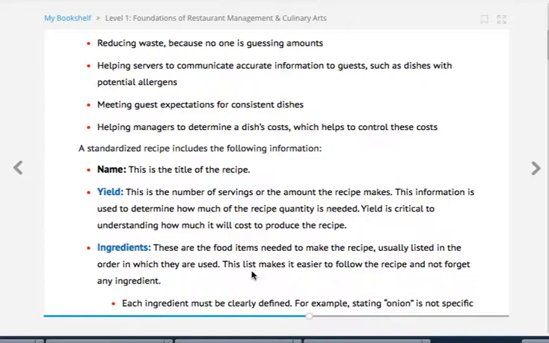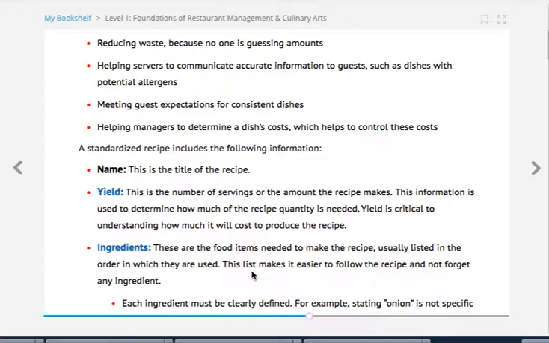Because if you have a batch of cookies, let's say you have 12 cookies that this recipe makes, and all the ingredients, measured out, cost you $12 to make it. Well, by using your yield, you find out that it costs you, as an establishment, $1 per cookie. So you have to sell that cookie for more than $1, otherwise you're not going to make any money.